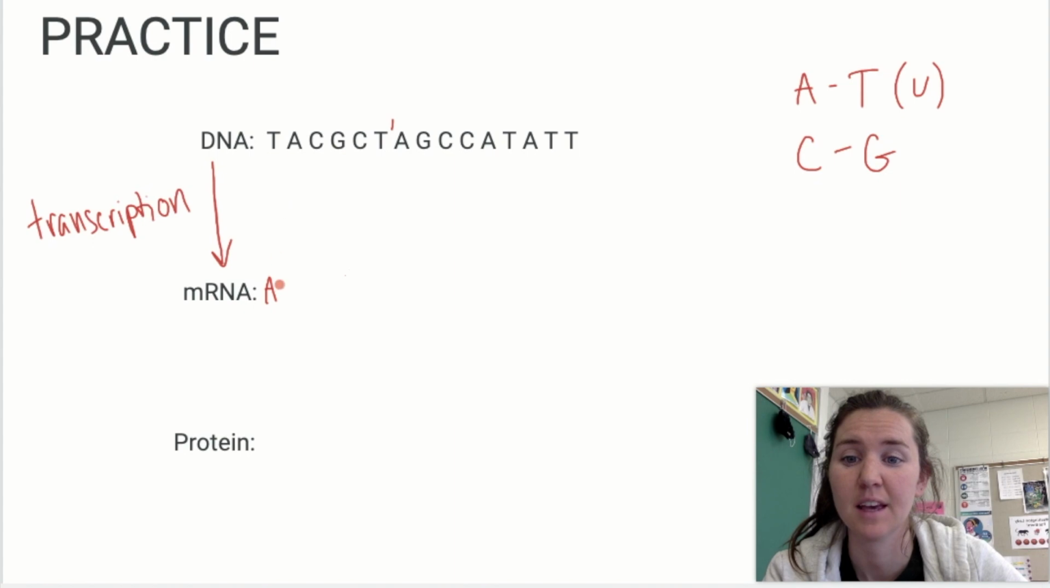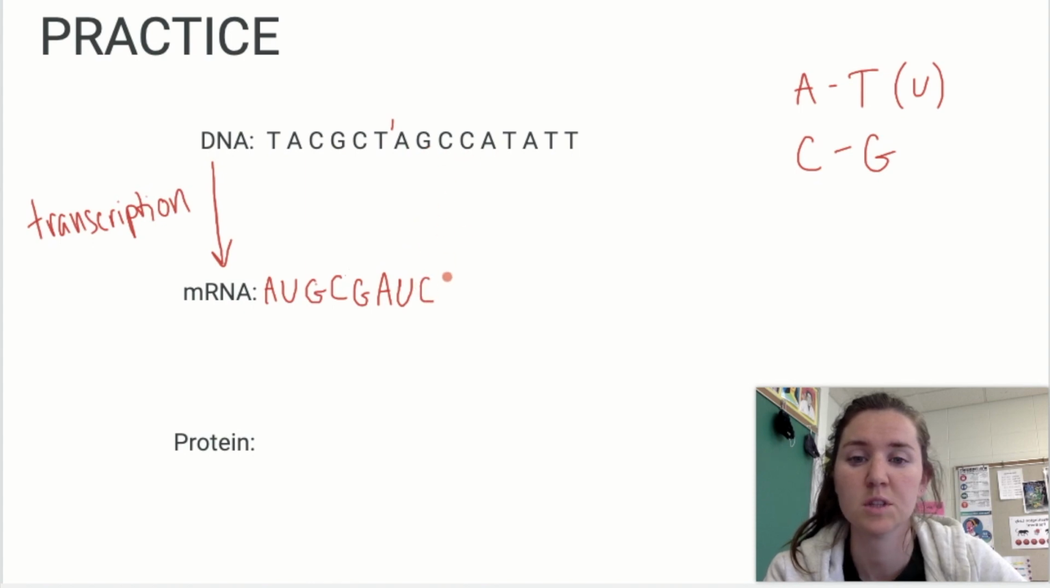Then we have an A, so it'll pair with a U. Then a C, so we would have a G. Then a G, so we would have a C. Another C up here, so we would have a G. A T, so we have an A. An A, so we have a U. There's a G, so we put a C for its pair.